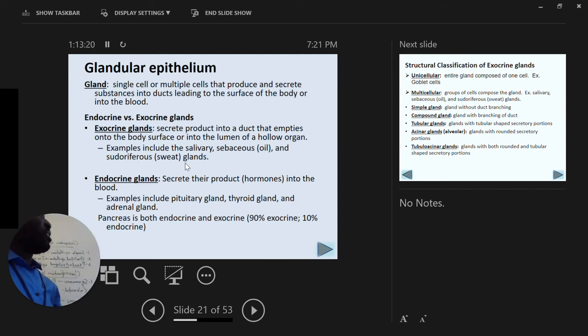But this guy, they exit. Can you picture it in that same regard? They secrete their product and empty it through a duct onto the body surface. So it exits the body. But this guy just puts it in the blood system and lets it circulate. Does that make sense? Thank you. Now, examples of endocrine glands are the pituitary gland, the thyroid gland, and the adrenal gland. I'm trying to be fast now, but let me calm down.